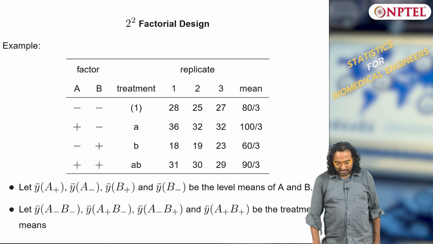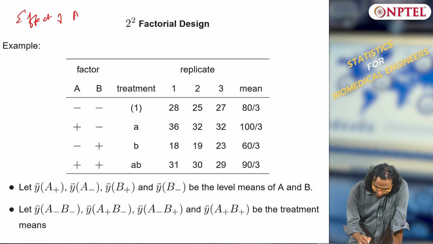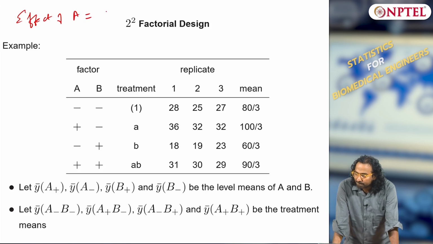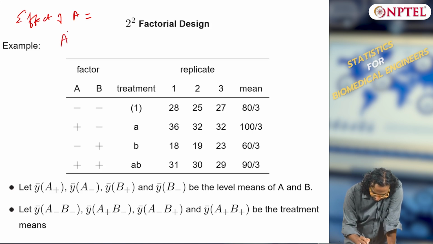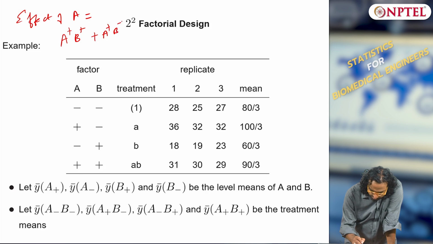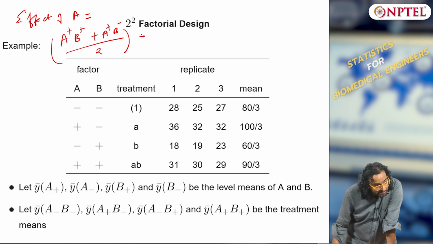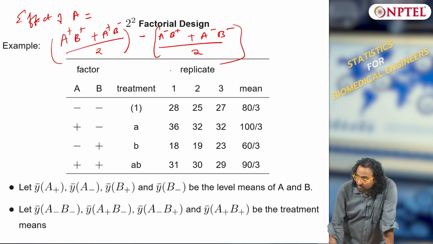Now remember, what is the effect of A that we wrote earlier? If I want to define the effect of A, anybody? Main effect of A is A plus B plus, plus A plus B minus, by 2, minus A minus B plus, plus A minus B minus, by 2. Right? This is what we had.